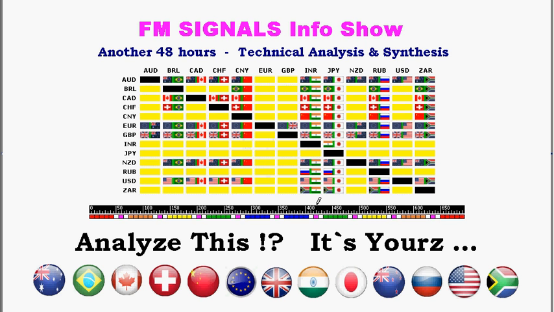Tonight I'm choosing the US dollar South African rand. So analyze the stuff again, it's still yours.